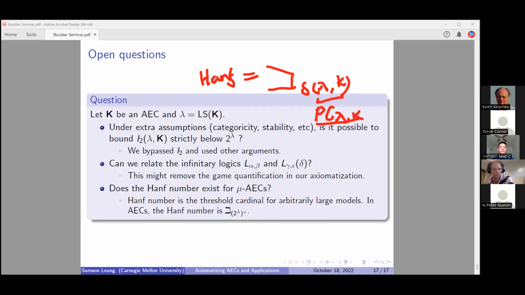For mu AECs, we don't have the same proof because we're not using a first-order language. We're talking about infinitary relation symbols and function symbols. So a similar question can be raised for mu AECs. Can we find some proofs that show the Hanf number exists, or more properly, can we compute it like the formula above? The above is only for AECs.